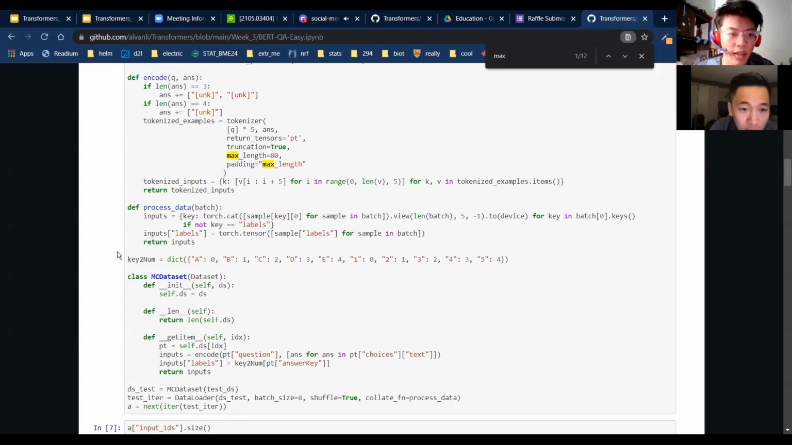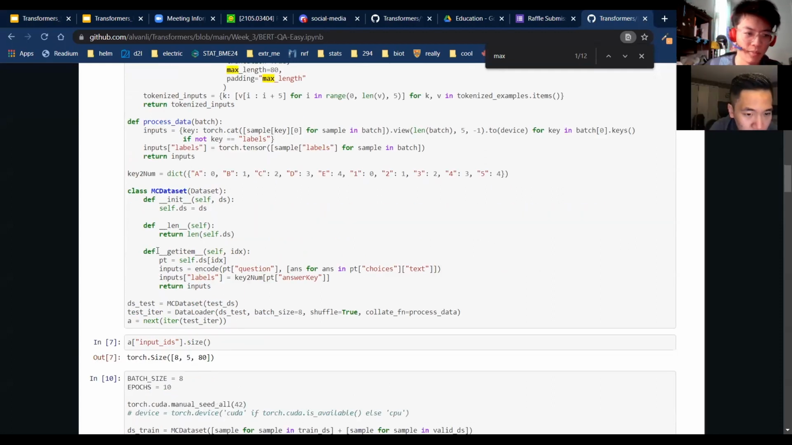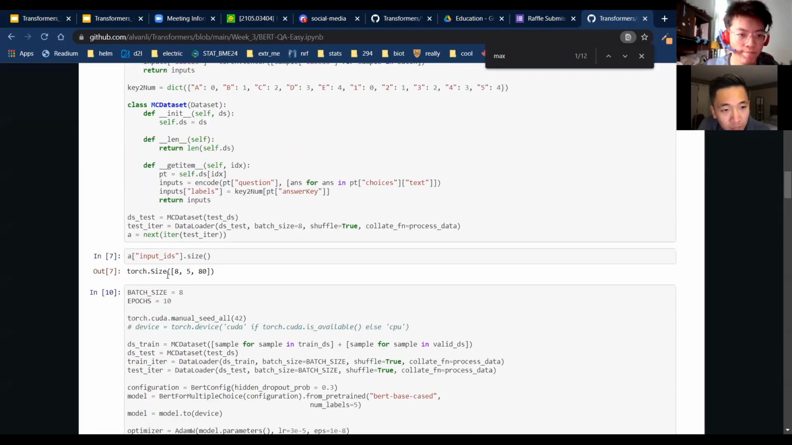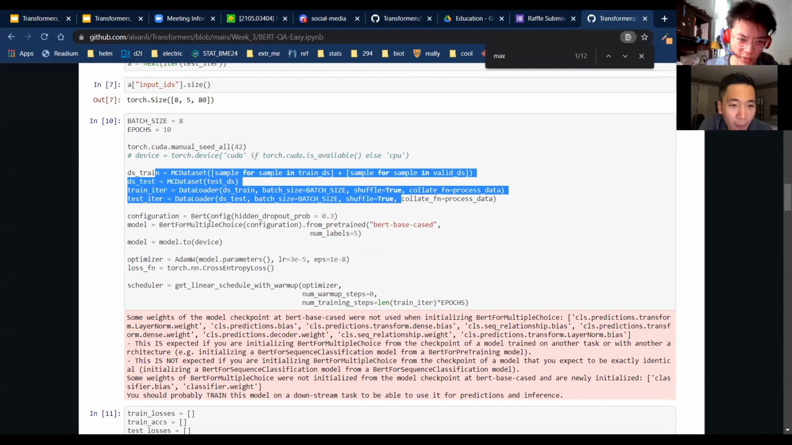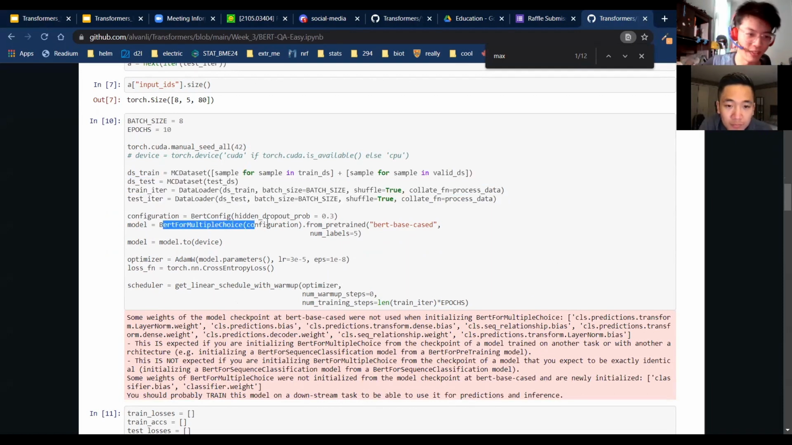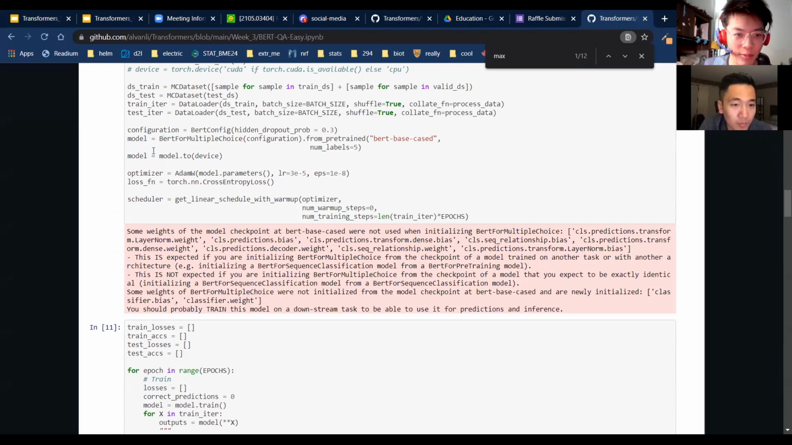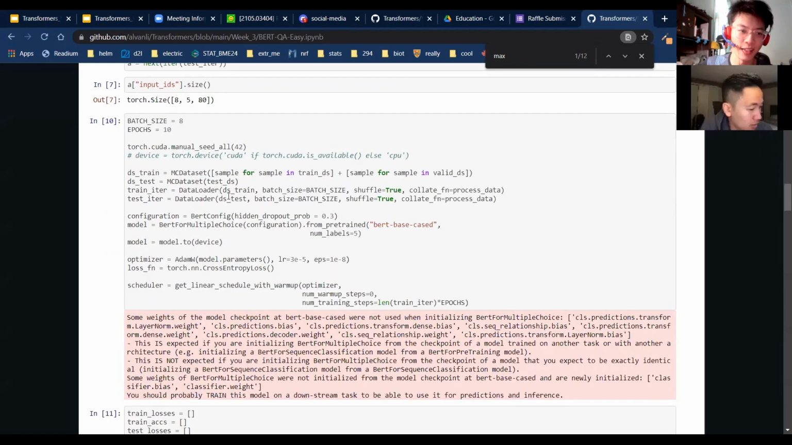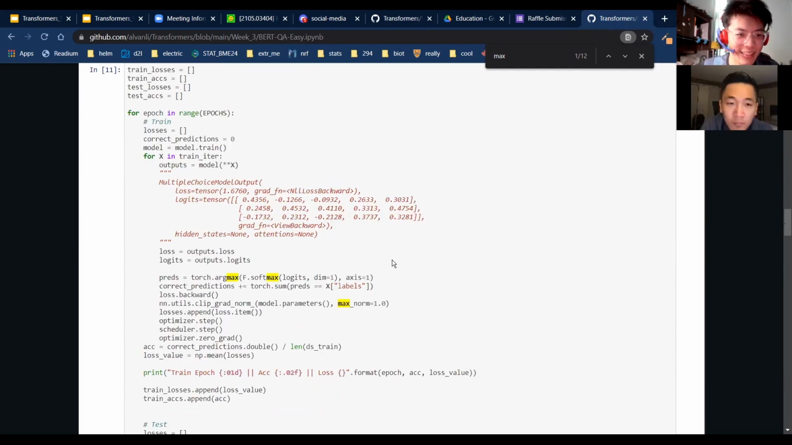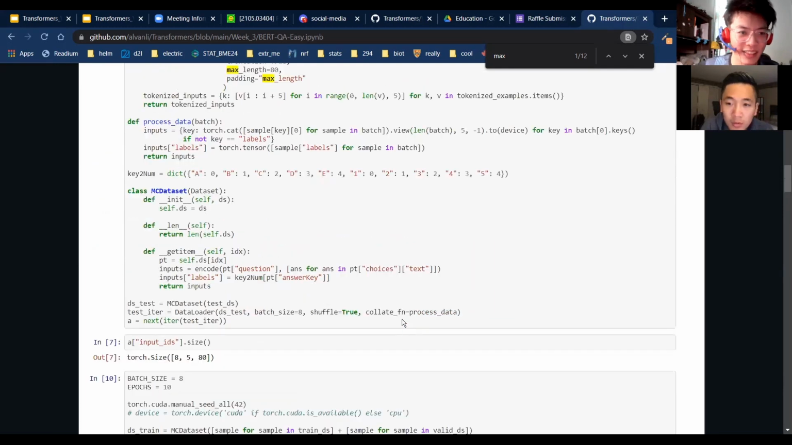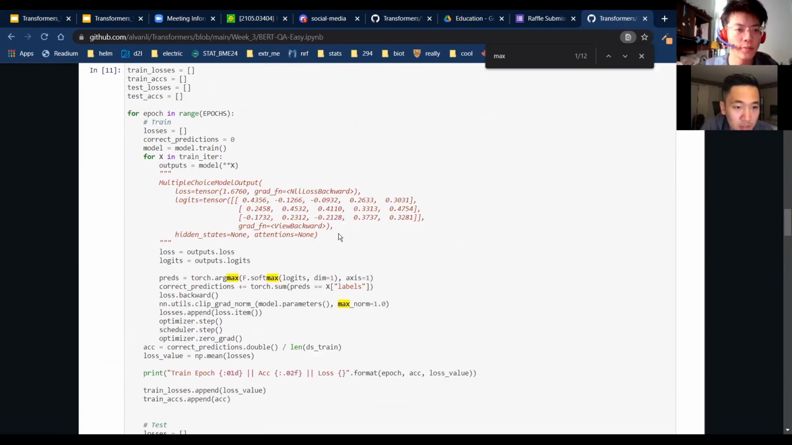Process data is just some basic processing. Here I'm declaring a dataset so I can process the words and encoding, which we talked about. I used the BERT for multiple choice model. They basically defined it for us. Oh, there's a BERT multiple choice model already? Yeah, there's also BERT for classification, BERT for whatever. It's pretty good. Cool.